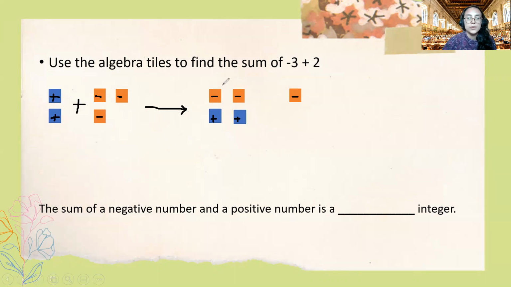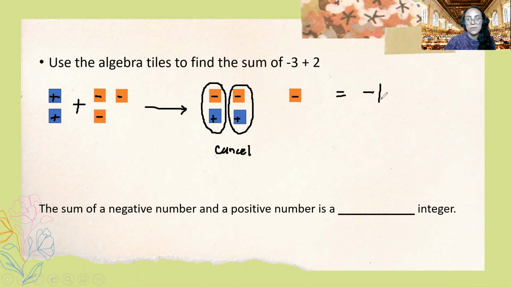Now I'm going to group these into pairs, and then they will cancel. And what is left over? What do you see as remaining? We have 1 red negative tile, so it's going to be -1. Okay, so here at the bottom, we have the sum of a negative number and a positive number, this could also be an integer.